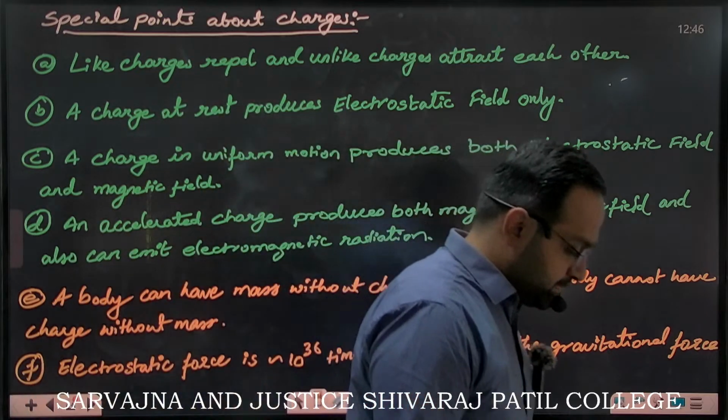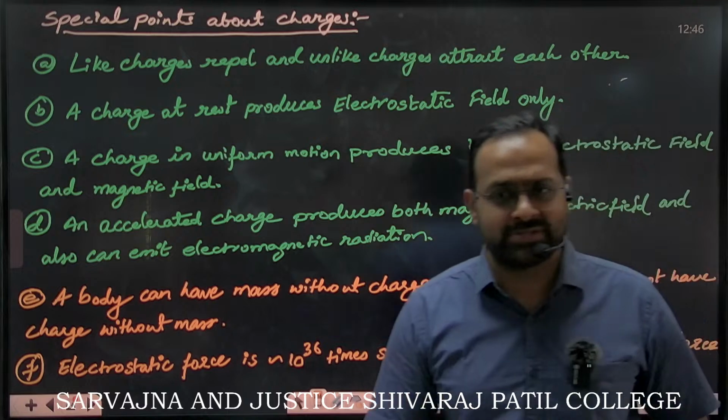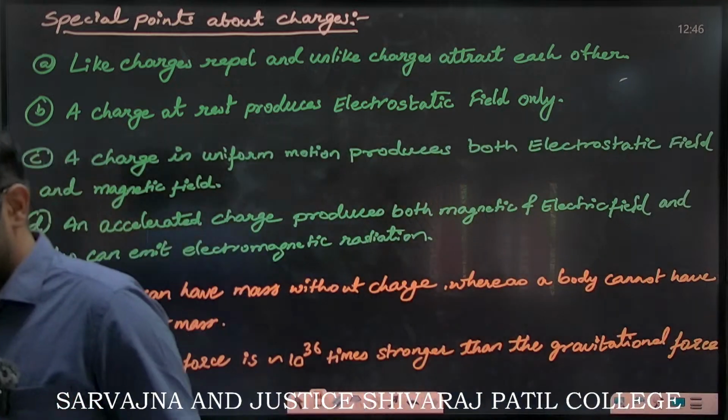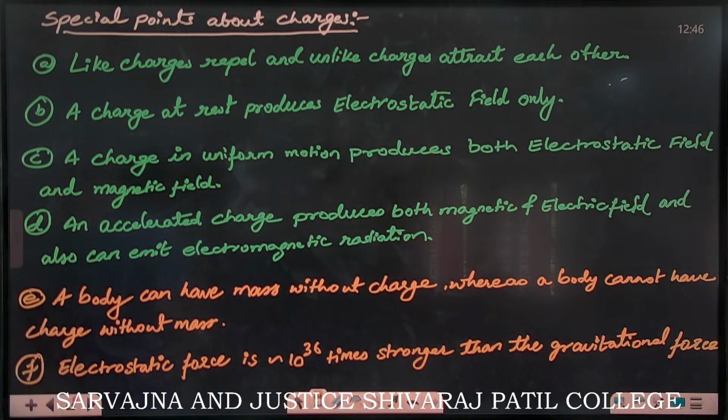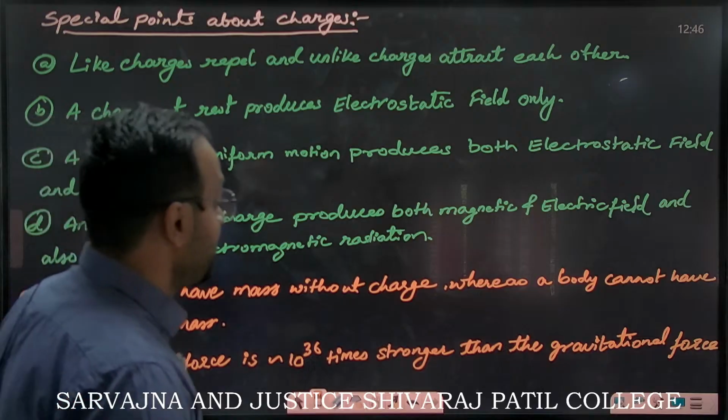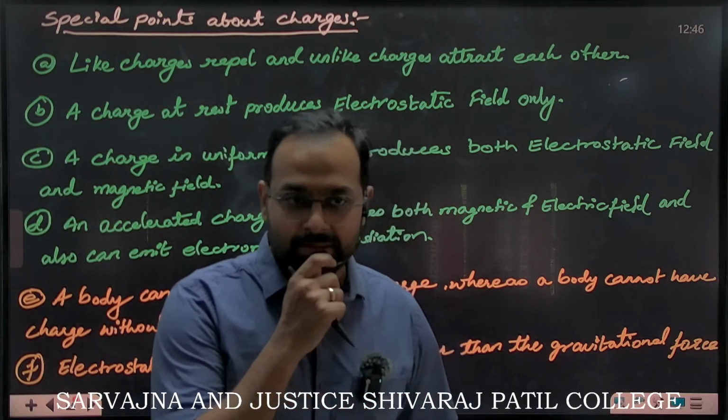Then charge at rest produces an electrostatic field. We will try and understand what is an electrostatic field, what is a magnetic field, and what is electromagnetic. Okay, please write.